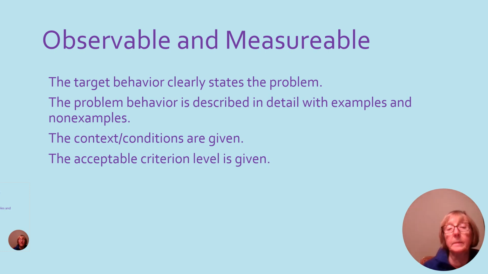The target goal behavior is both observable and measurable. Because the target behavior clearly states the problem behavior, it is described in detail with examples and non-examples given. The context and conditions are described, and the acceptable criteria level for this behavior is given.